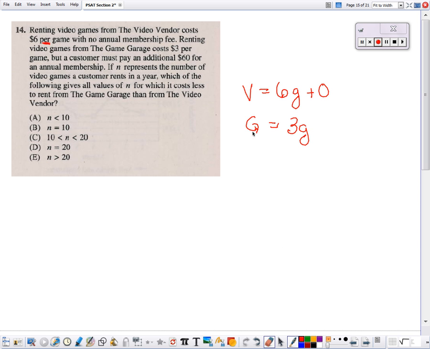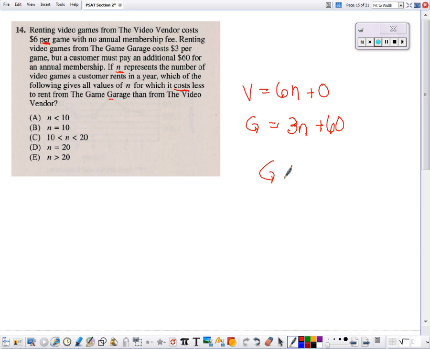Oh, I shouldn't be using G. There's too many G's here. I want to keep all my variables different. So $3 per game with a $60 annual membership. Oh, and they tell me N needs to represent the number of games. Cost less for garage game.